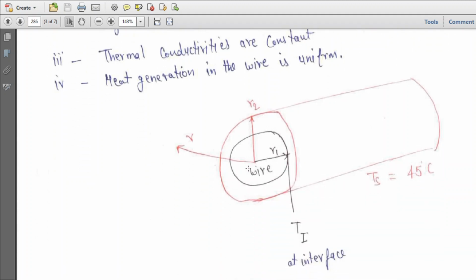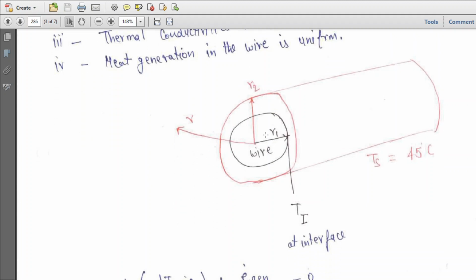and is uniform. So you will say that the wire is this one of radius R1, and on top of that you have a ceramic layer just to give the insulation, maintained at outside temperature Ts equal to 45 degrees. This is the interface here, so here you have a temperature T1. Heat is getting transferred from the center of the wire to the ceramic.